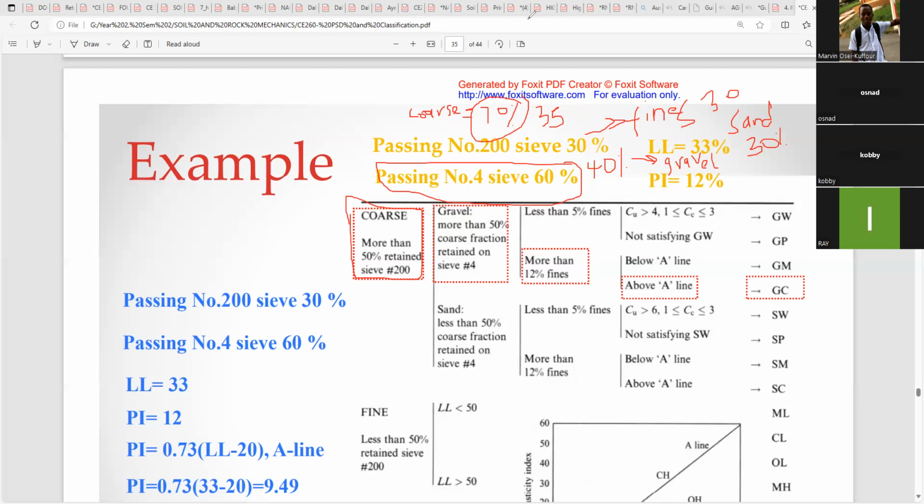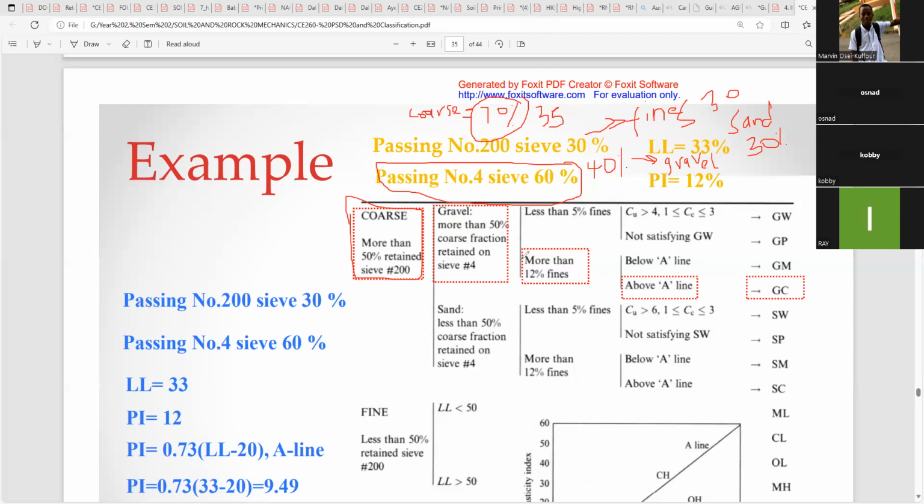Or better still, we are choosing between sand and gravel, the one with the highest percentage. So gravel is 40%, sand is 30%. Do you get it? So you don't have to bother yourself. That one is easier, but this one is a bit tricky. If you don't take care, you mess some things up.